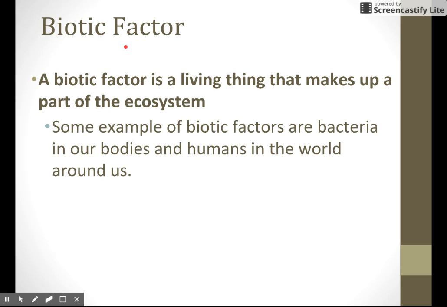And also, other humans in the world around us are biotic factors for us as well. I am influenced by what kind of humans live on the same block as me, by humans who live in the same apartment building as me. So they are factors that affect my life as well.